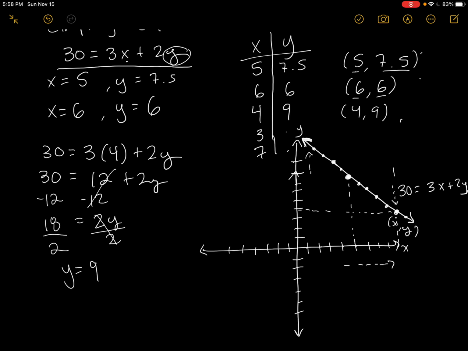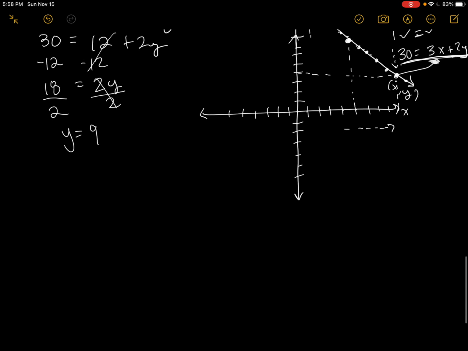But you can plug these points into your equation and you should get two sides equal to each other. Right, so you can check your points. You can check any point on this line, plug it into the equation, and it'll work. Right, and so this line represents all the possible right answers to this equation.